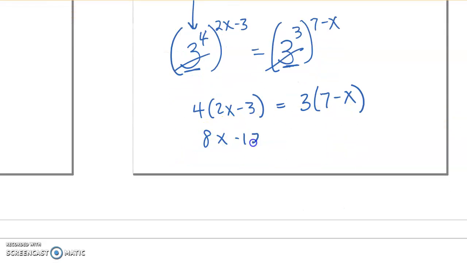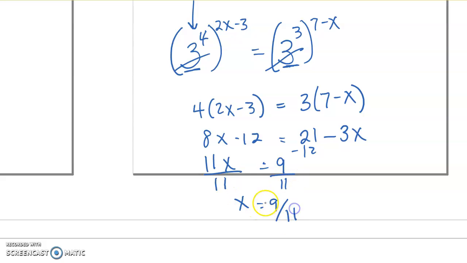So 8x minus 12, 21 minus 3x. I'm going to add over, that's 11x. I'm going to subtract 12, which is 9. And I'm going to divide by 11. And x is 9/11ths. So it's okay. It's not always going to be a nice number.